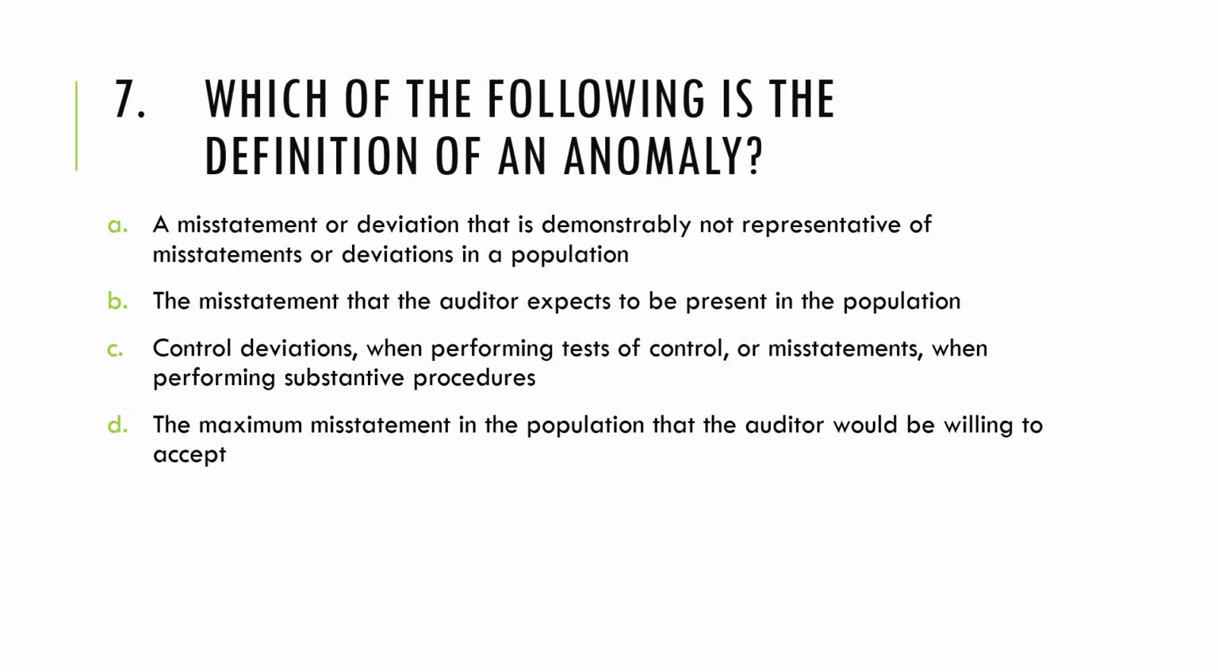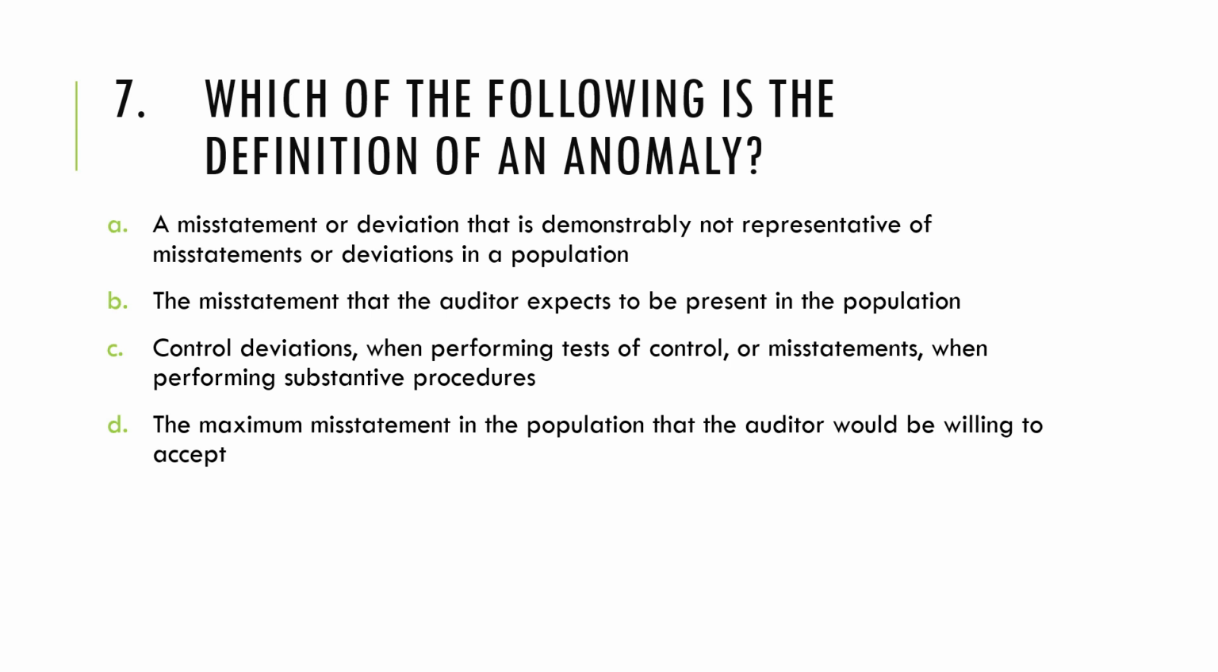Moving on to question number 7, which of the following is a definition of an anomaly as seen from the context of audit sampling? Letter A, misstatement or deviation that is demonstrably not representative of misstatements or deviations in a population. Letter B, the misstatement that the auditor expects to be present in the population. Letter C, control deviations when performing tests of controls or misstatements when performing substantive procedures. Or letter D, the maximum misstatement in the population that the auditor would be willing to accept.